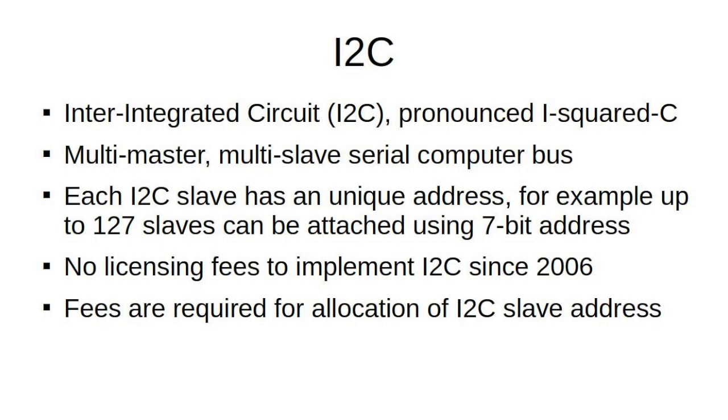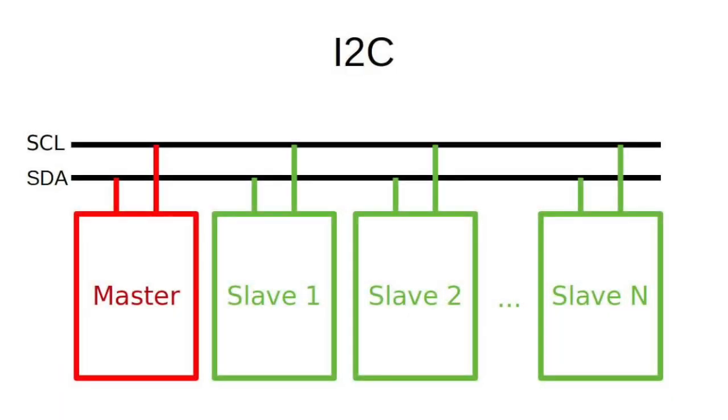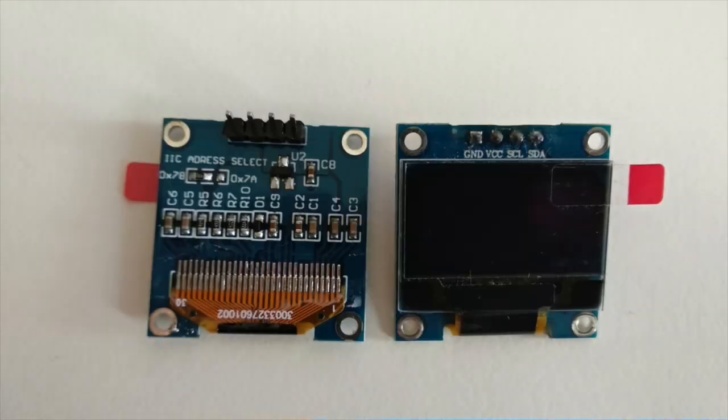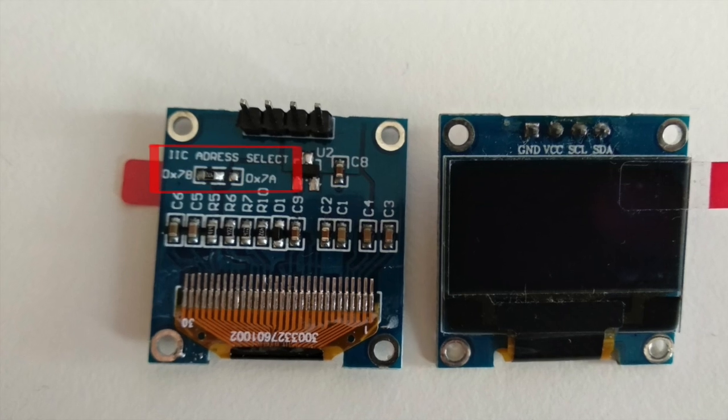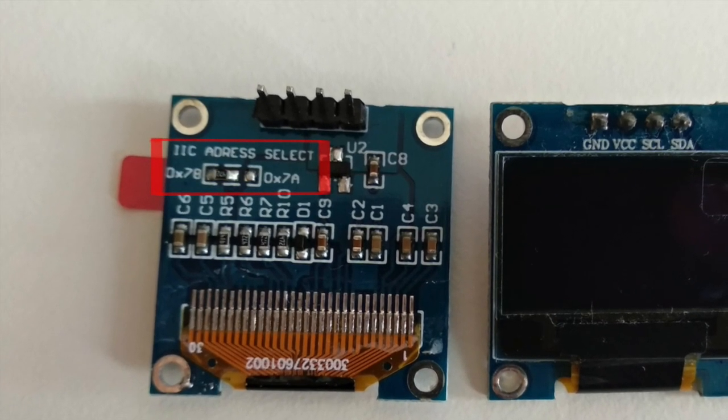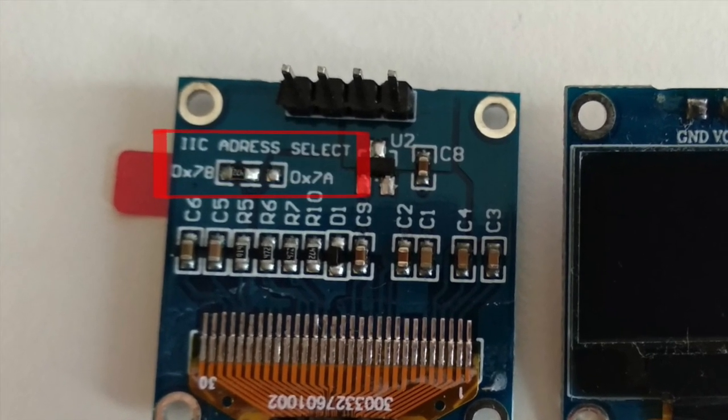The display has to be connected to a microcontroller via I2C. This is a multi-master, multi-slave serial computer bus. It is widely used for attaching lower speed peripherals such as sensors. Each I2C slave device, such as our display, has a unique address. For those of you with soldering skills, there is an option to change the default I2C address through pins on the back of the display. This is an advanced feature and it's useful when you need to control two displays simultaneously from one microcontroller.